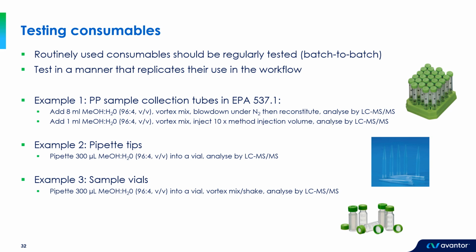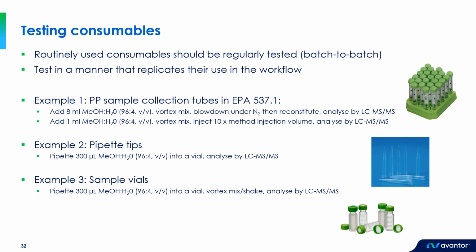So, for example, if we consider centrifuge tubes in a method like EPA 537.1, these are used to collect 8 mLs of 96% methanol, which elutes the sample from our SPE cartridges. This is then blown down to dryness using nitrogen and reconstituted for analysis. So one way we could look to test the cleanliness of these is to take 8 mLs of our elution solvent, place in a centrifuge tube, vortex it, blow it down and reconstitute and analyze as we would do for the full analytical protocol. There's potentially other ways to test as well.